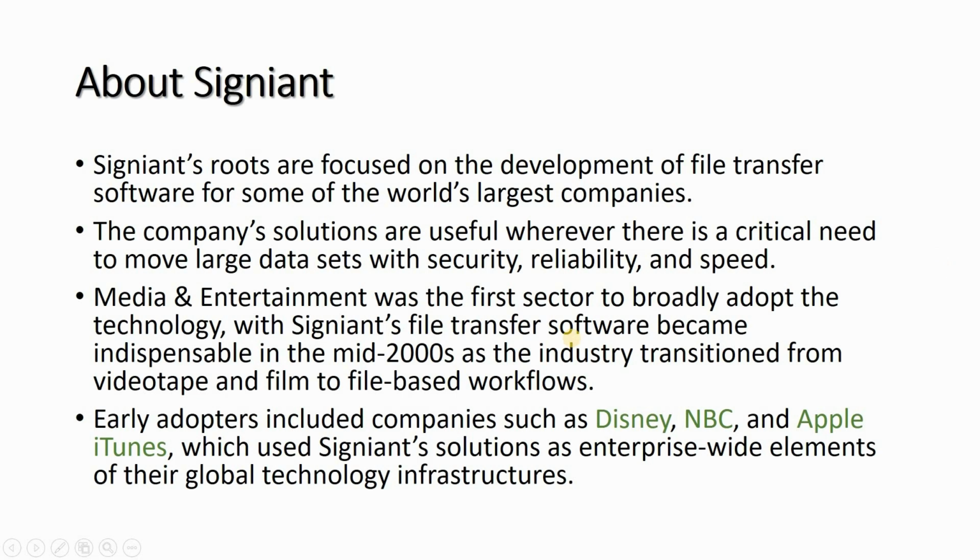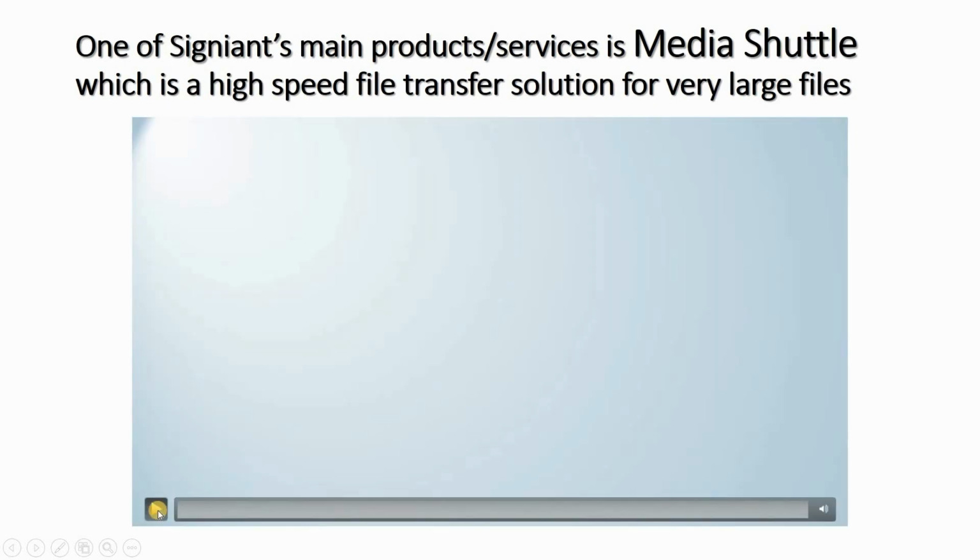So let us watch a video related to Media Shuttle, which is one of Signient's main products or services, used to send very large files in a high speed manner. Let me play the video. It will give us some idea what Media Shuttle actually does, and then we will discuss how Signient uses different AWS services to solve one of their business needs.